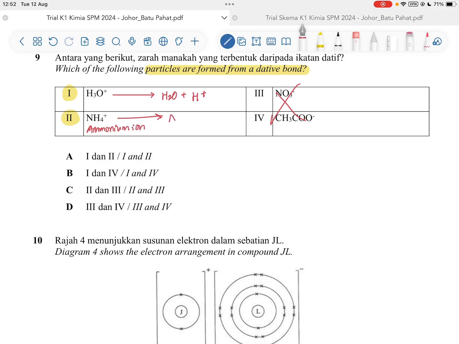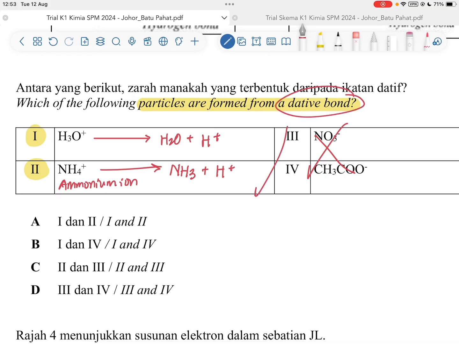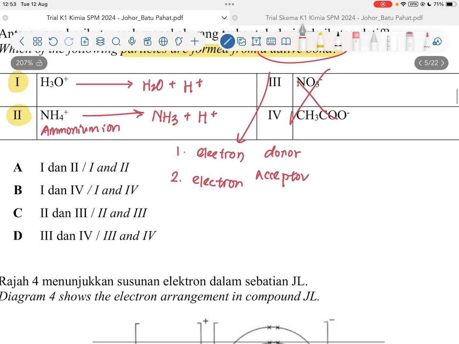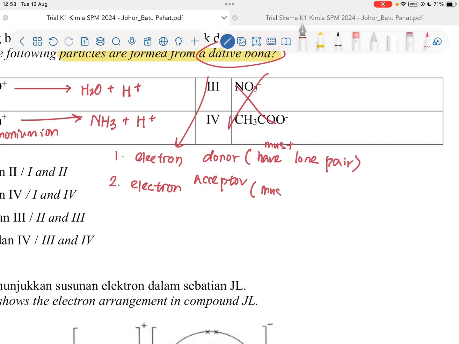And then this ammonium ion is formed by NH3 plus another hydrogen ion. So if we refer to the definition of dative bond, you need a donor atom, and then you need an acceptor. We can say electron donor and electron acceptor. If I want to donate something, it must have a lone pair. If I am an acceptor, I must have an empty orbital.